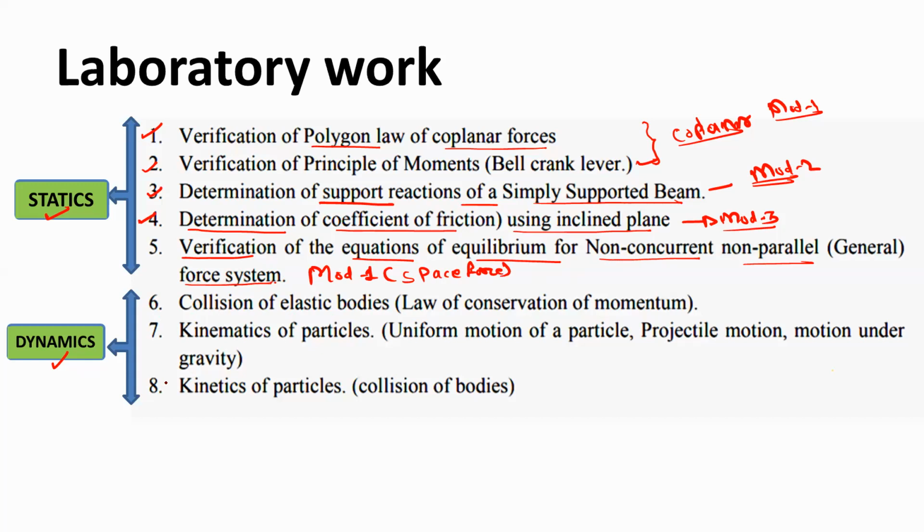Then experiments 6, 7 and 8 are from the dynamics. Experiment number 6 is collision of elastic bodies, which is the law of conservation of momentum. The 7th experiment is kinematics of particle, where we will study uniform motion of a particle, then projectile motion and motion under gravity. So this is part of kinematics. Experiment number 8 is kinetics of particle. In that, we will study the special case of collision of bodies. So this is your overall laboratory structure. In total you have 8 experiments.